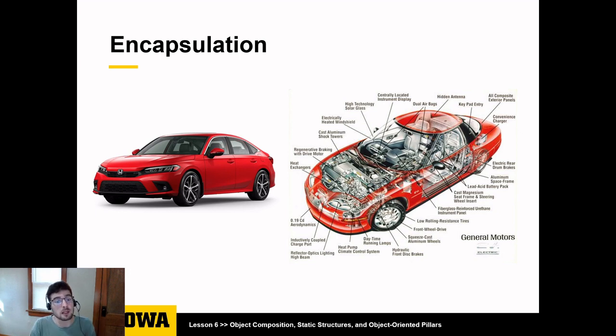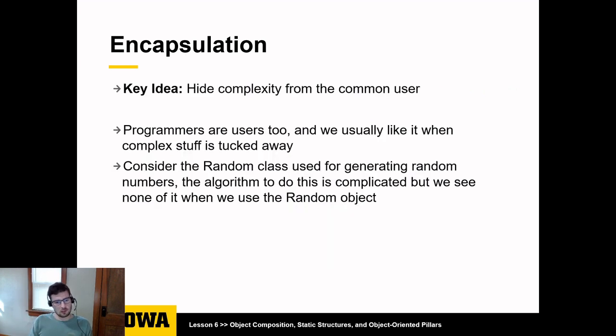The reason I don't have to think about these things is because all these complex internal components of a car are tucked away and hidden away. So I can be superficial in my thinking of cars. All the complexity is hidden there under the hood, and I have no business opening that hood unless I'm a mechanic or I'm interested in those internal components. So the key idea, right? Hide complexity from the common user. And we really love this as programmers. We love it when complex stuff is tucked away and the code we have to write is simple.